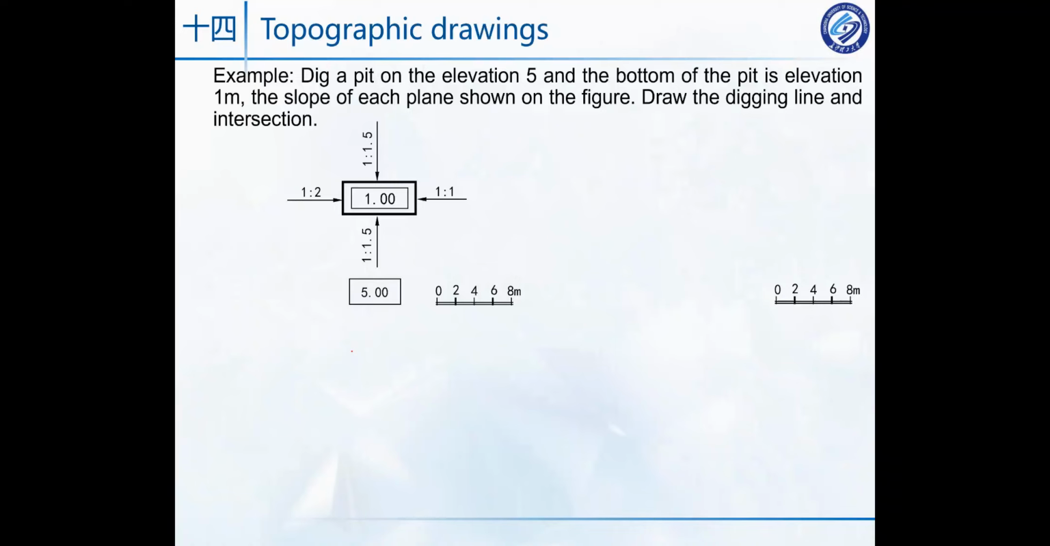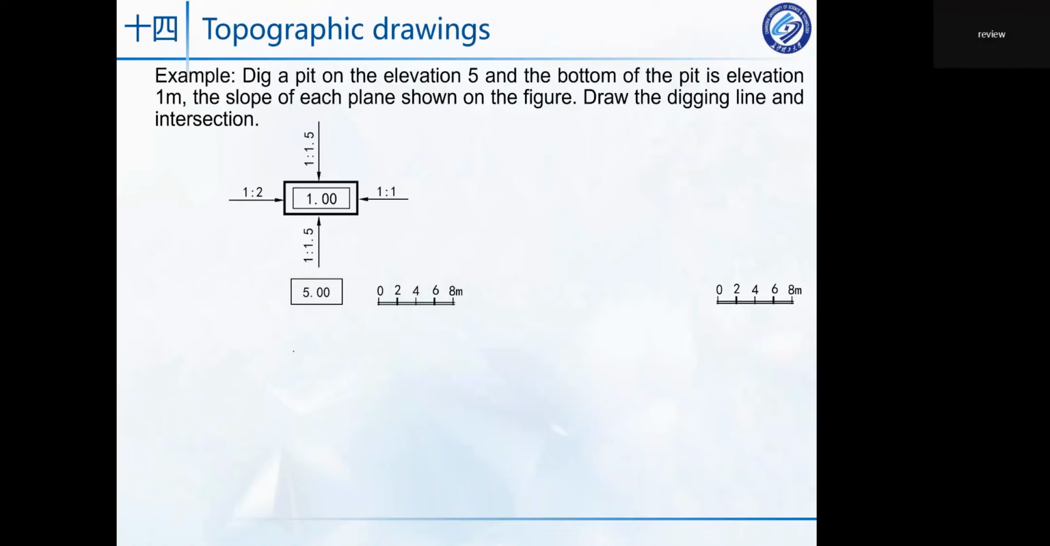Hello? Yes. Which side will we do? Pardon? I'm not clear. All sides or one side like this? Oh, you have to draw the surrounding of this foundation. Okay. So you can see, draw the digging line and the intersection. We have to draw this surrounding line.